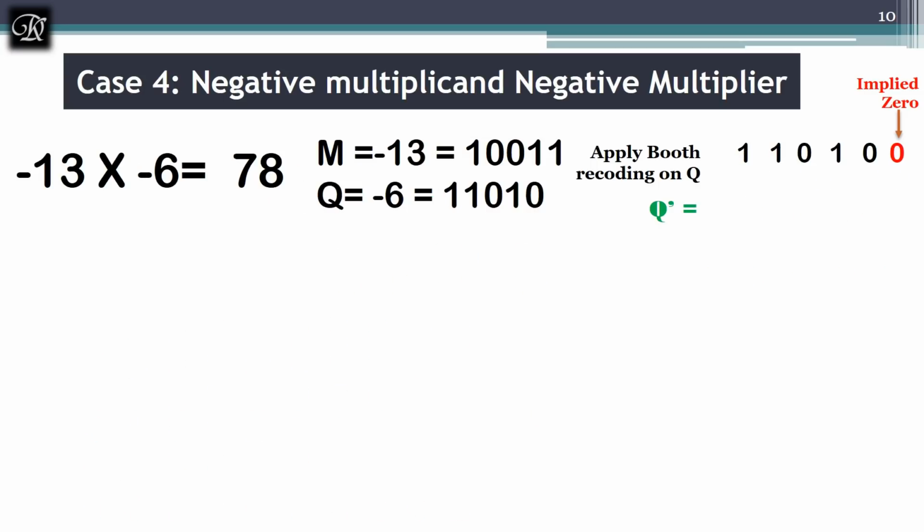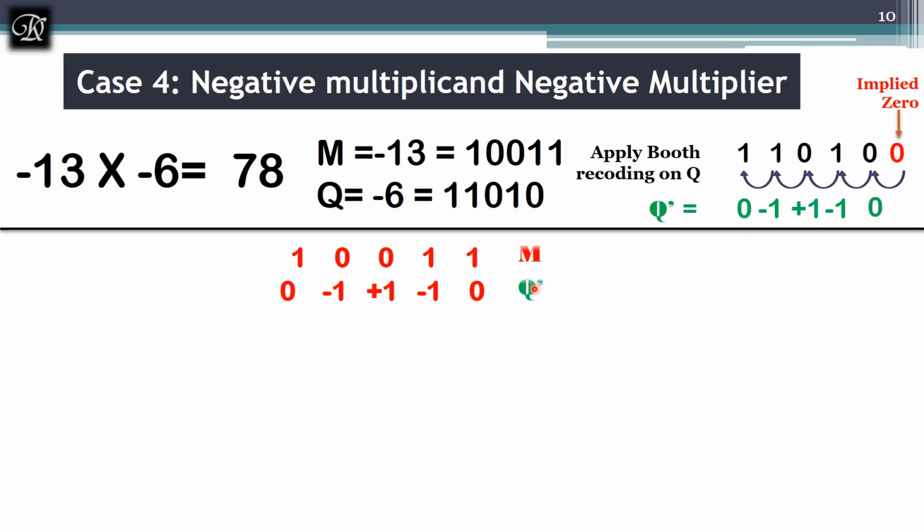Let's see the final case where both the multiplier and multiplicand are negative. When you are multiplying negative with negative, the answer should be positive. But according to the algorithm, first you have to find the 2's complement of the operands when they are negative. So both are negative. I found the 2's complement of m and q and applied the recoding table to get the new q. The new q is: 0 to 0 it is 0, 0 to 1 it is minus 1, 1 to 0 it is positive 1, and 0 to 1 it is negative 1, and 1 to 1 it is 0.